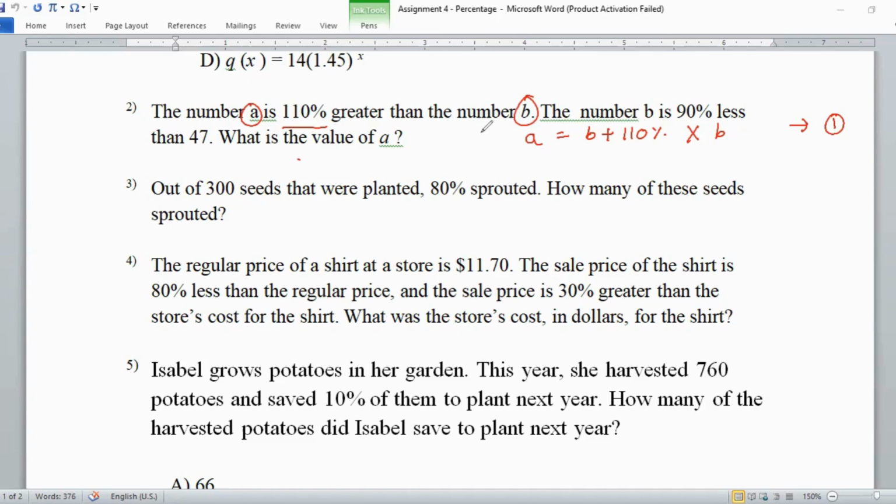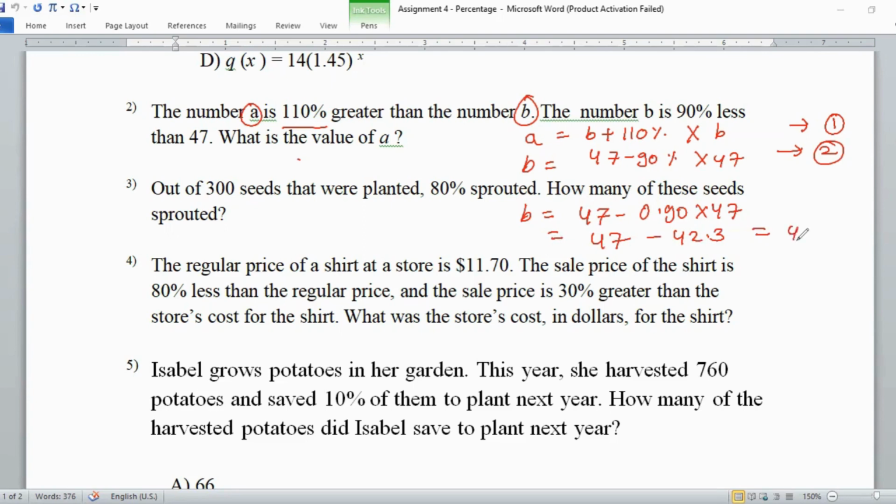And to show the relationship of B, the information given is B is 90% less than 47. So I am writing B is 90% less than the number 47. On solving further, you will get 47 subtracted by 0.90 multiplied by 47, and on further solving you will get 47 minus 42.3, which is equal to 4.7. So the value of B is 4.7.